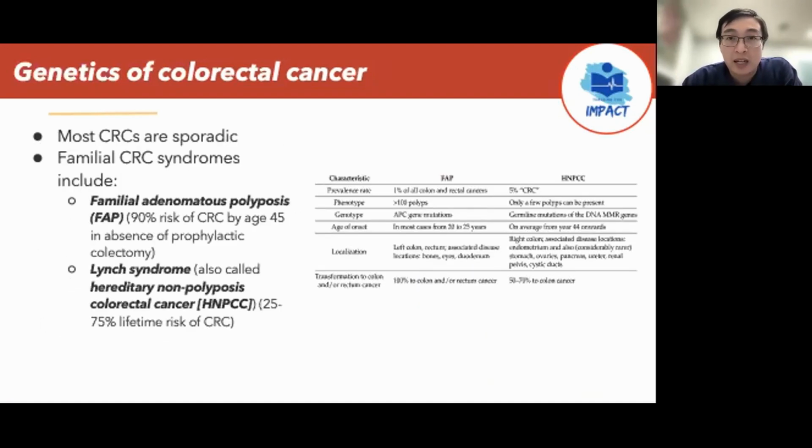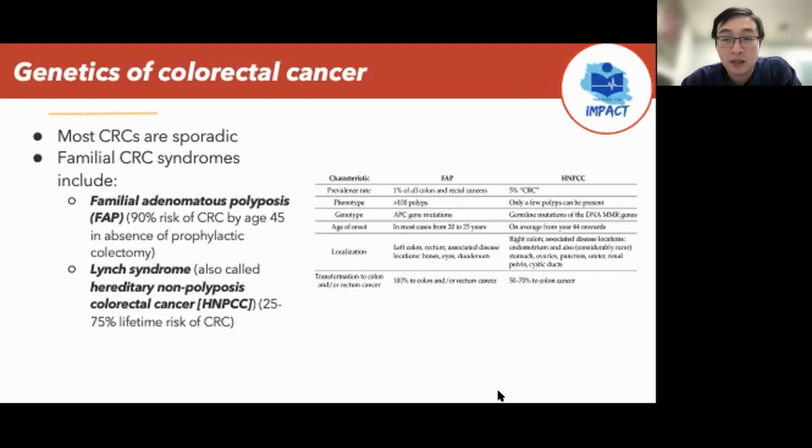So a bit about the genetics of colorectal cancer. I won't talk too much, but there are two main types of familial CRC. Most colorectal cancers are sporadic, but there are some inherited types of CRC as well, usually associated with familial colorectal cancer syndromes. The more common one is Lynch syndrome, also called hereditary non-polyposis colorectal cancer. Does anyone remember what the genetic abnormality is in Lynch syndrome? So I guess I have the answer here: mutations in the MMR genes.